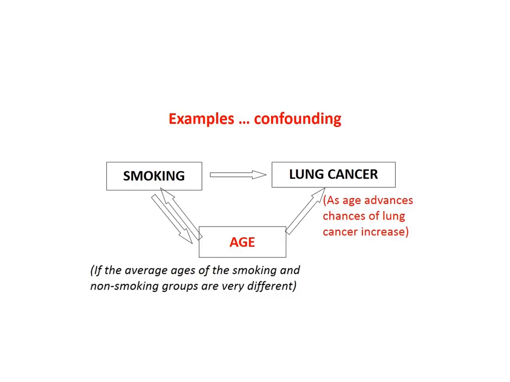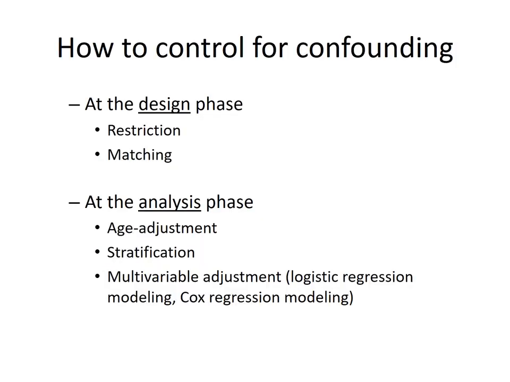How can we deal with confounding? We can control for confounding at the design phase or analysis phase. At the design phase, for example, we restrict our analysis, we eliminate elderly patients from the study. This is an example of restriction. Better than this is to do matching. So we match our cases and controls based on age. This matching could be individual matching or it could be group matching.